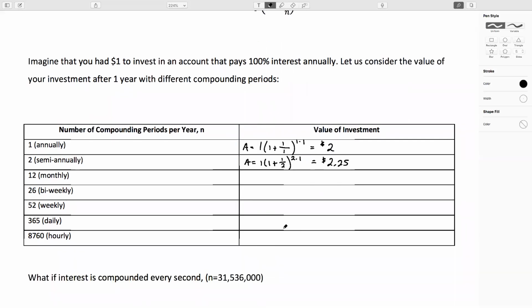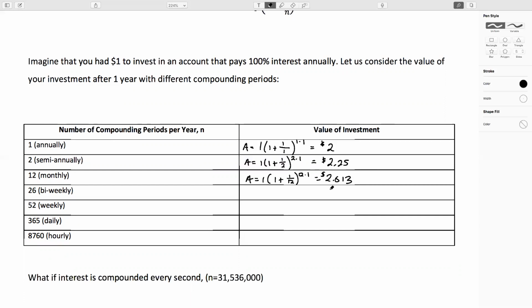And we can keep changing these numbers. I'm only going to go through maybe one more calculation. For the next one, A equals 1 times (1 plus 1 over 12) to the power 12 times 1. That means you're getting a monthly payment from interest. That is going to result in $2.61. You can see that the amount of money you're gaining is increasing because the more frequent compounding periods you have, the more often you're getting interest.